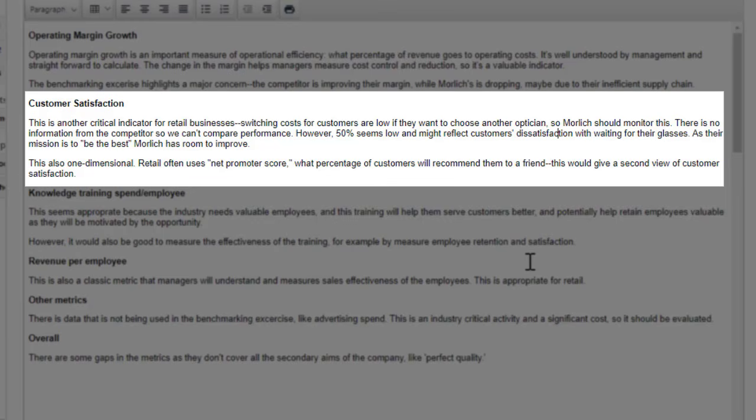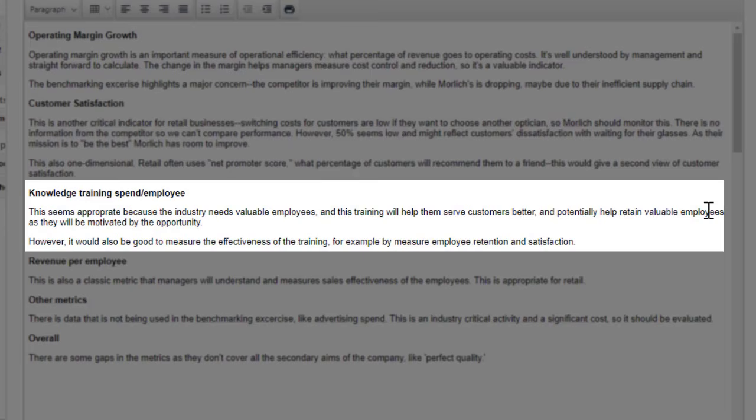Knowledge, training, spend per employee. This seems appropriate because the industry needs valuable employees, and this training will help them serve customers better and potentially help retain the valuable employees as they will be motivated by this opportunity.